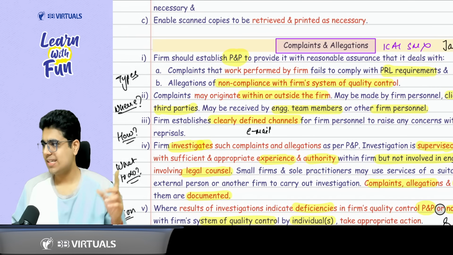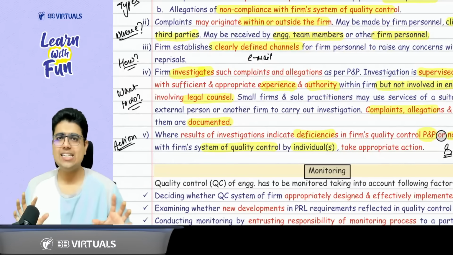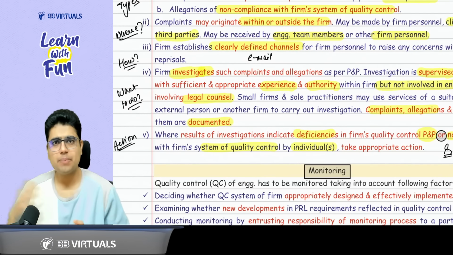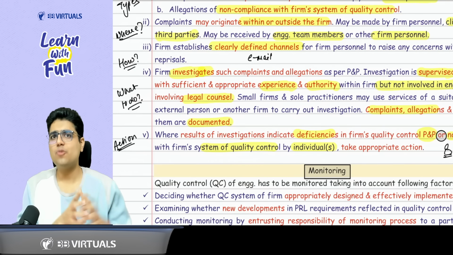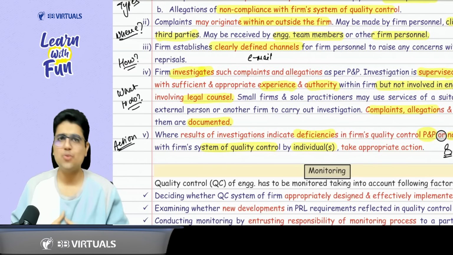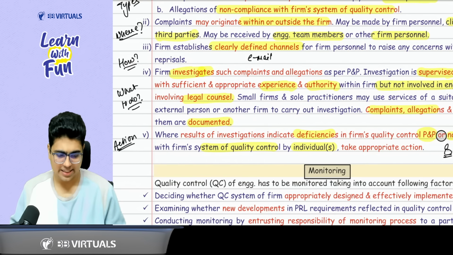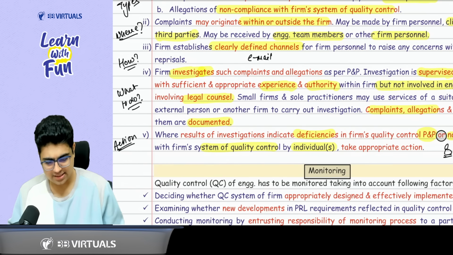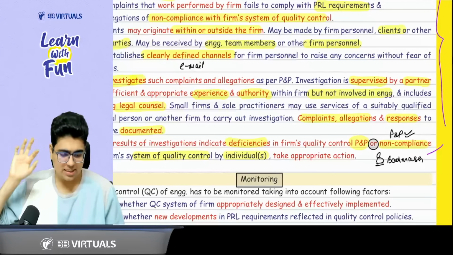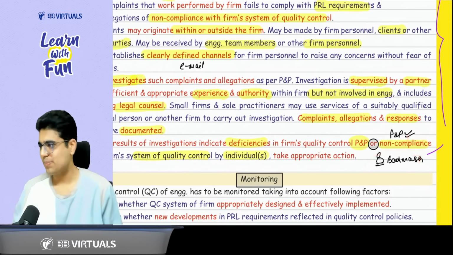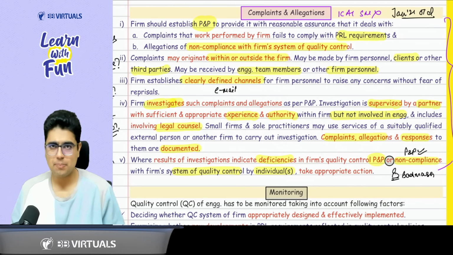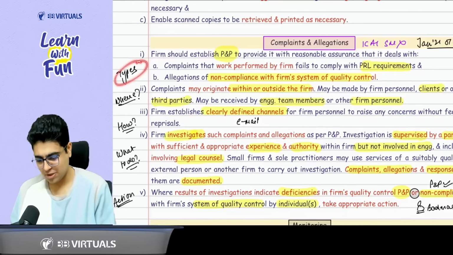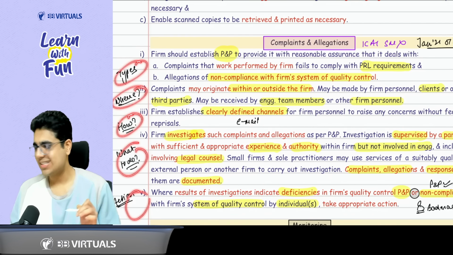And after investigation, you need to take the action. Action can be against the person who has not complied with the policy. Or if there is a problem with the policy, a deficiency in the system of quality control, you can take the action against that. So action can be against the deficiency in the system. Or if there is no deficiency and the person is the problem, then the action against the individual who has not complied with the policy. Clear? So types of complaints, from where they will come, how they will come, what to do, and action.